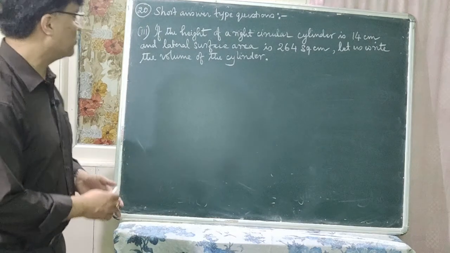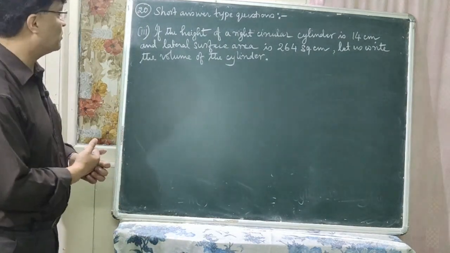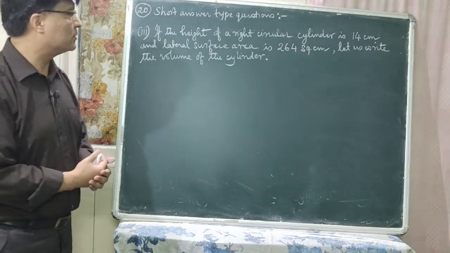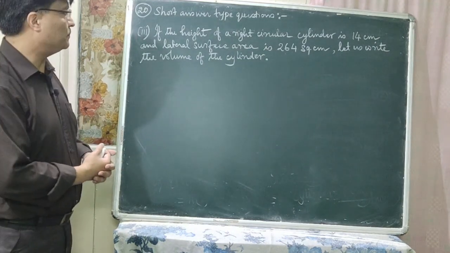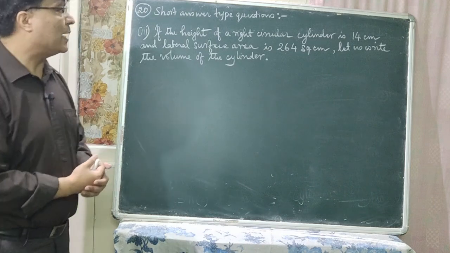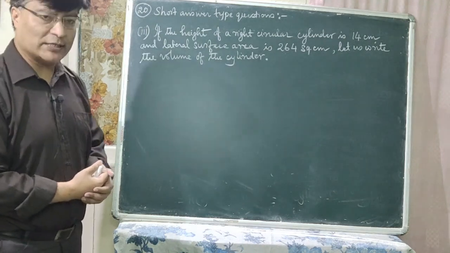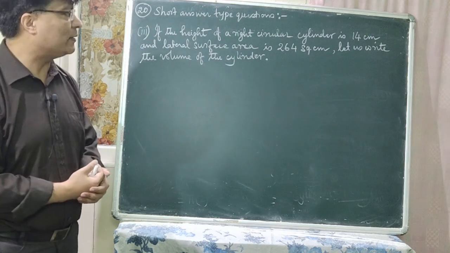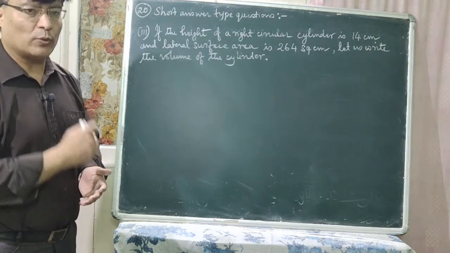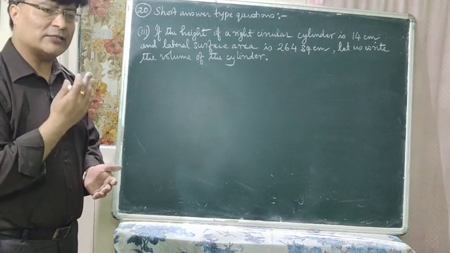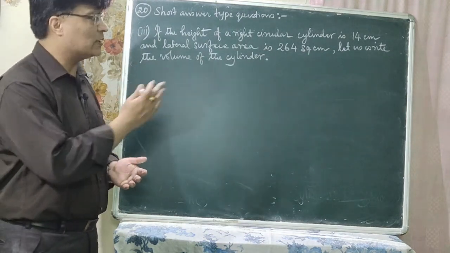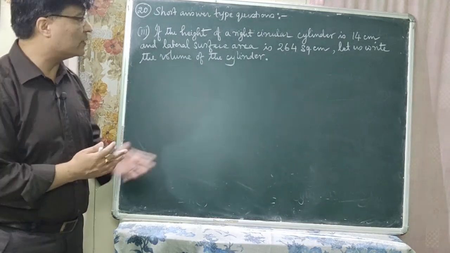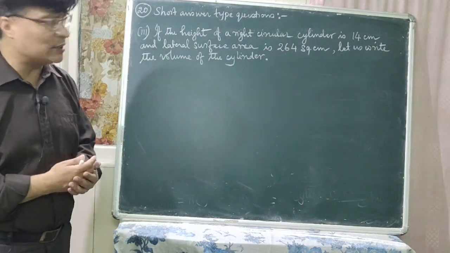So now we are doing the next question, that is 20 number 3. This is also a short answer type question and it also carries 2 marks. So number 3 is, if the height of a right circular cylinder is 14 centimeter and the lateral surface area is 264 square centimeter. So what is given in the question? The height of the right circular cylinder is 14 centimeter, and its lateral surface area is also given, that is 264 square centimeter.